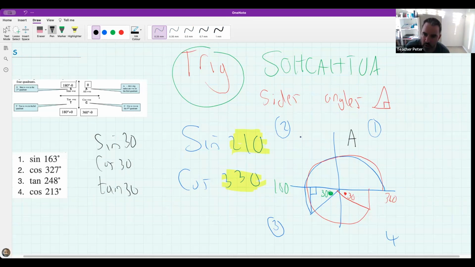So the way we got around this is we have what's called the CAST diagram, and that tells me that the sine of 210 will be negative because it's in quadrant 3. So in quadrant 3, only tan is positive. And then the cos of 330, well, if I use this diagram, the 330 is in quadrant 4, we know cos is positive, so we know that that would be positive in that quadrant, and then this one would have been negative.